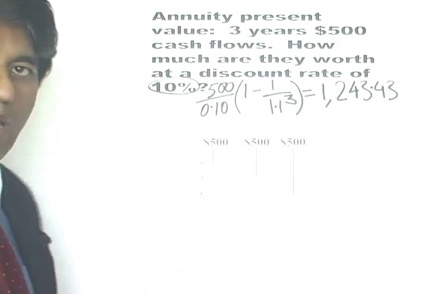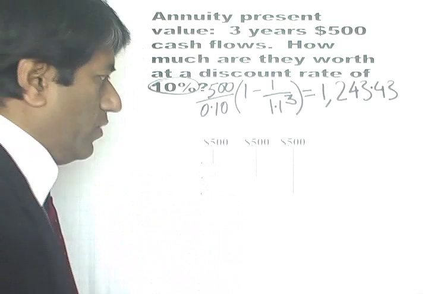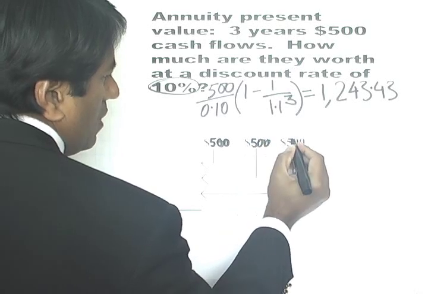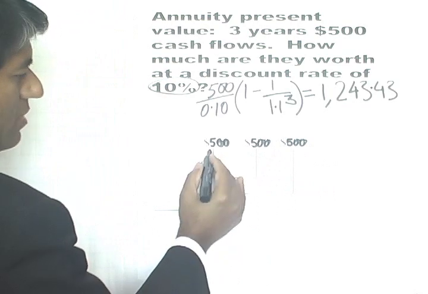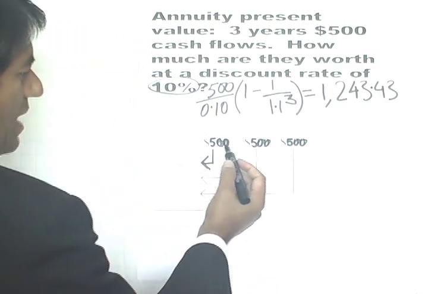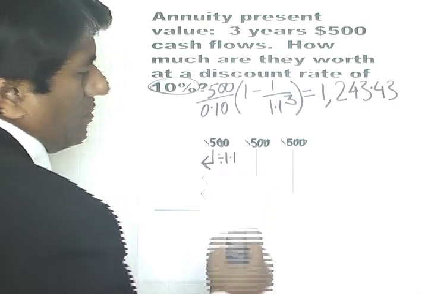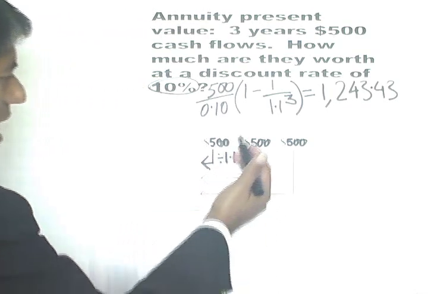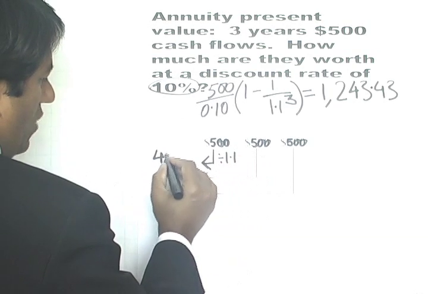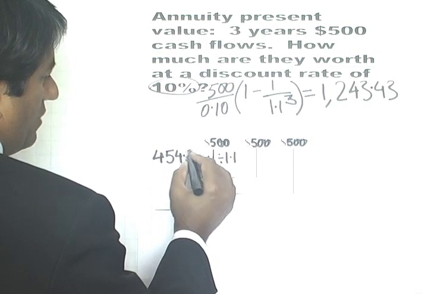Now, just to check and show you that this is actually the present value of this cash flow, I'm going to compute the present value without using the annuity formula. I have three cash flows of 500. The first one I'm going to discount by 1 year because it comes after a year, so I divide 500 by 1.1, the discount factor. This gives you a value of that cash flow today of $454.55.